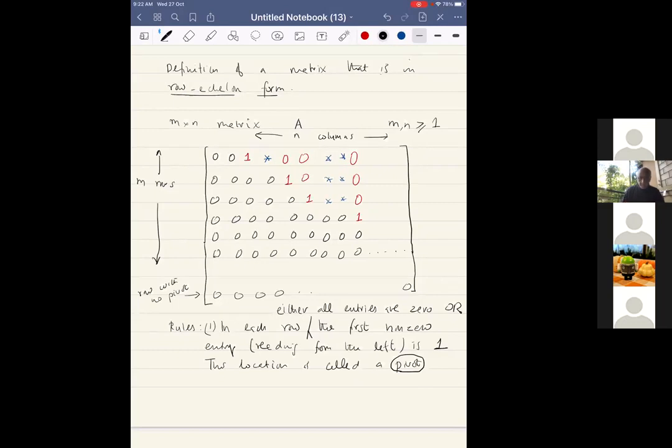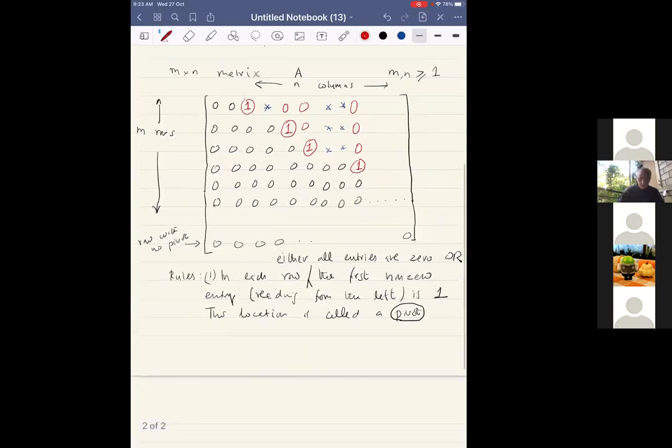Okay, but the point is, in the first 4 rows in this example, there is a pivot. In the first row, it is in the third place. In the second row, it's in the 5th place. In the third row, it is in the 6th place. In the 4th row, it is in the 9th place. And in each of those, the first non-zero entry in the row is equal to 1. That's the first rule of a row echelon matrix.